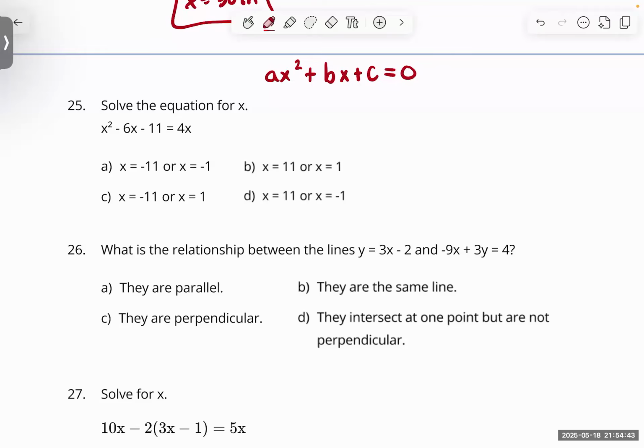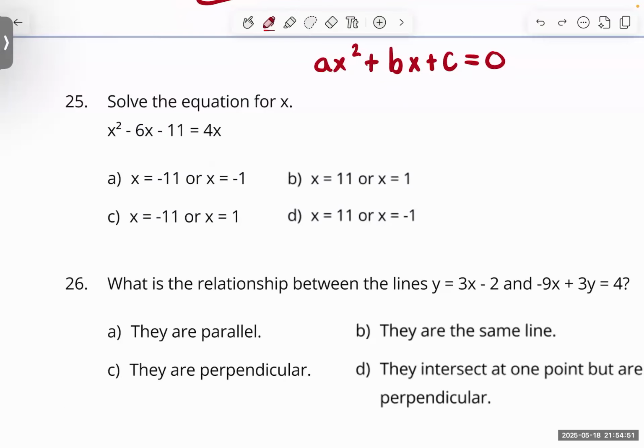Now, as we can see here, this is not yet equal to 0. What we can do is move everything to one side. To keep things easier, let's just move this 4x over because it's only one thing to deal with versus moving everything here on that side. So minus 4x minus 4x. This is the same thing as x squared minus, so these two are like terms, so we can combine them. Negative 6x plus negative 4x, or minus 4x, is negative 10x minus 11 equals 0.